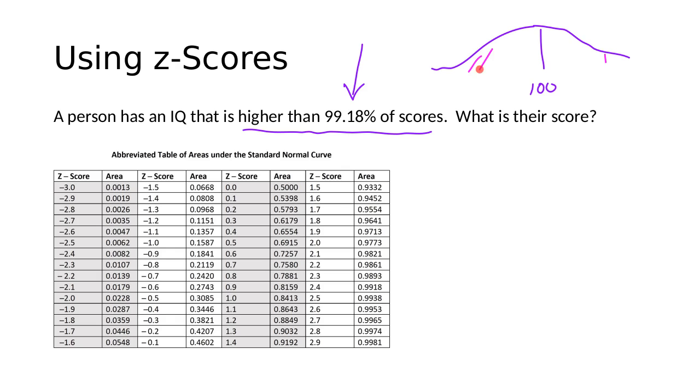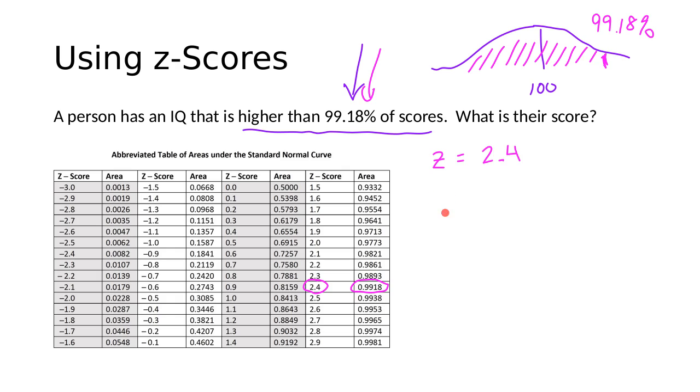And what we're saying is that 99.18% of the data is to the left of their score, whatever their score is. And we're going to go find it. So what I need to do here is find the z-score that corresponds to being above 99.18% of scores. Find that in my table. And so 99.18% corresponds to a z-score of 2.4. So what I know here is my z-score is 2.4.